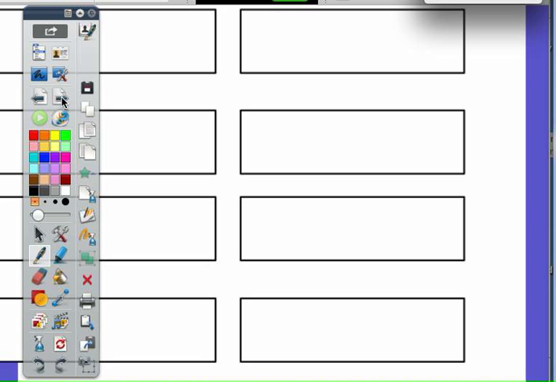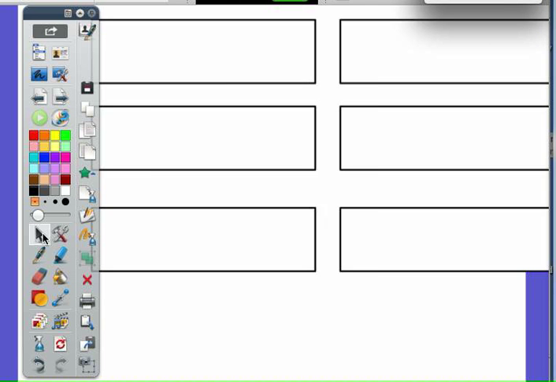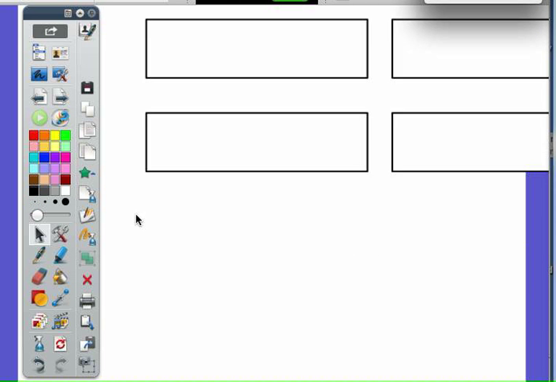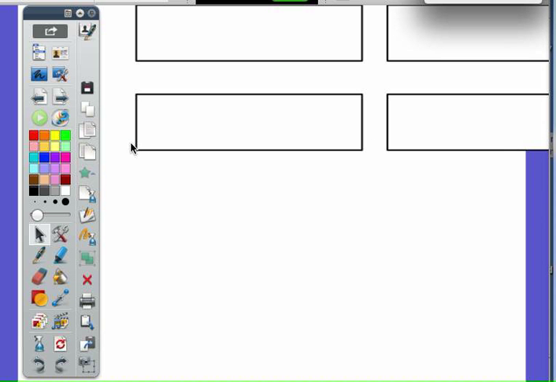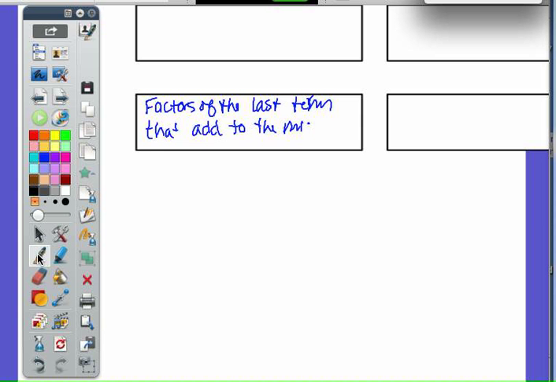Okay, now we're down to the last rectangle. In that last rectangle, you should put this. This is what you should be thinking. You should be thinking factors of the last term that add to the middle term. Okay. Factors of the last term that add up to the middle term.